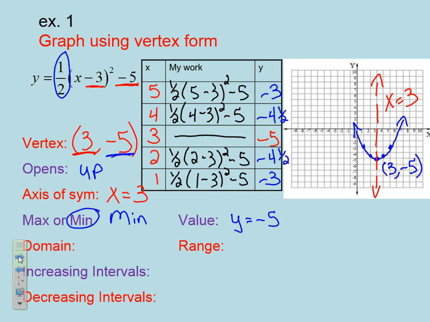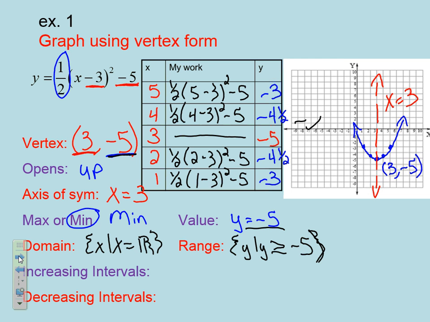Now we can do our domain and range. Domain, same as always, x such that x equals all real numbers. And our range, y such that y, since we're going up, is going to be greater than or equal to, and then it's always our y value. So -5. Now, we always start over at -infinity. We end at +infinity.